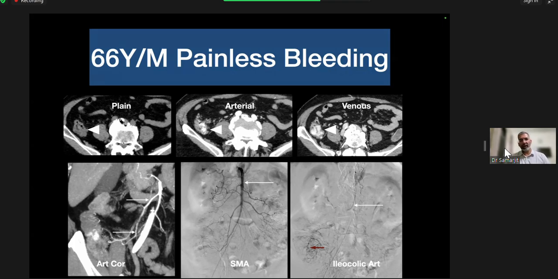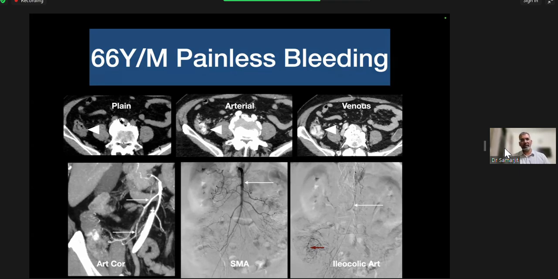Okay, so how do we help the IR? First of all, let's see what you think is the cause of this bleeding. This is a plain scan. This is the arterial phase where you see this extravasation, and you see this filling up on the venous phase images. These are the coronals. And what do you think this is?